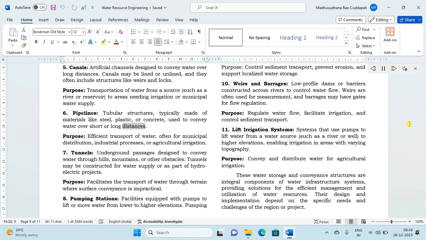6. Pipelines, tubular structures, typically made of materials like steel, plastic, or concrete, used to convey water over short or long distances. Purpose: efficient transport of water, often for municipal distribution, industrial processes, or agricultural irrigation.